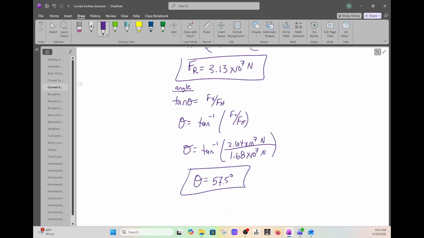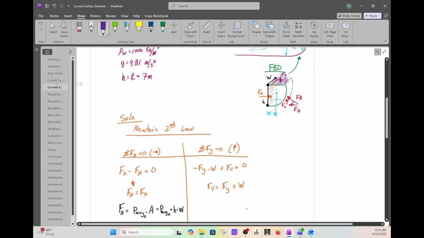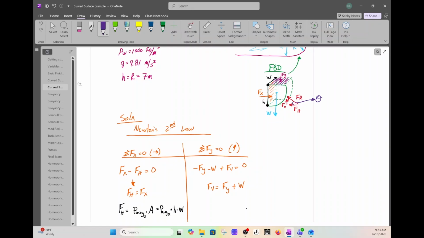Okay. Which, if I go back up here, that is right here. That is theta. Okay. Now, you don't have to draw that perfectly. What you could do is in AutoCAD or another drawing program, draw an angle, draw a line at 57.5 and then figure out where it's perpendicular to that curve. And that's where it would act.